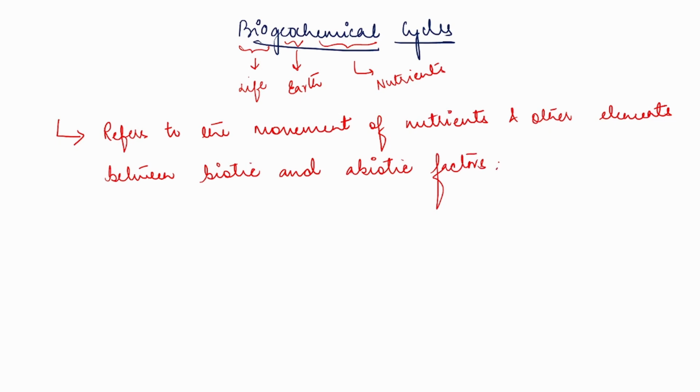We call it biogeochemical cycle. Bio means biosphere, geo means geological component, and chemical means element, nutrients. Got it? So if we talk about biogeochemical cycle, what is it? It refers to the movement of nutrients and other elements between biotic and abiotic factors.